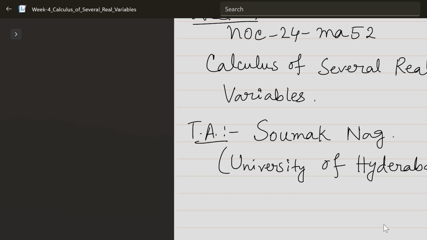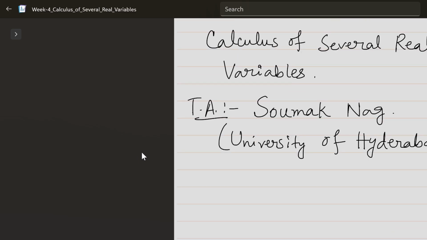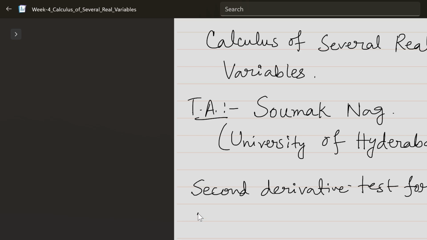First I will tell something about the second order derivative test for maxima and minima. As I told last day about the critical points, now I will tell about the second derivative test. Some little thing, then I will start. So, second derivative test for maximum and minimum. I hope you know, right?